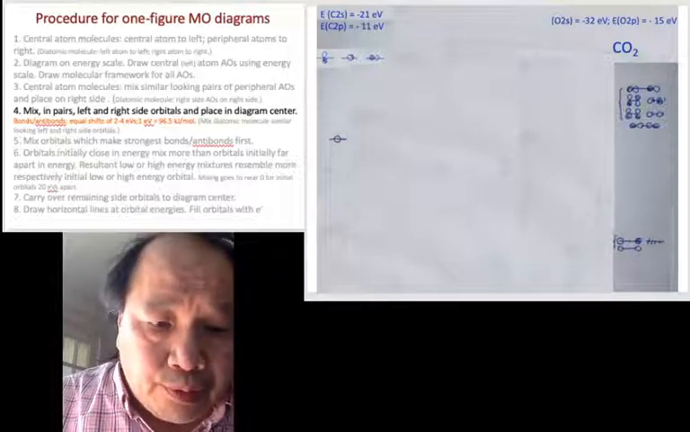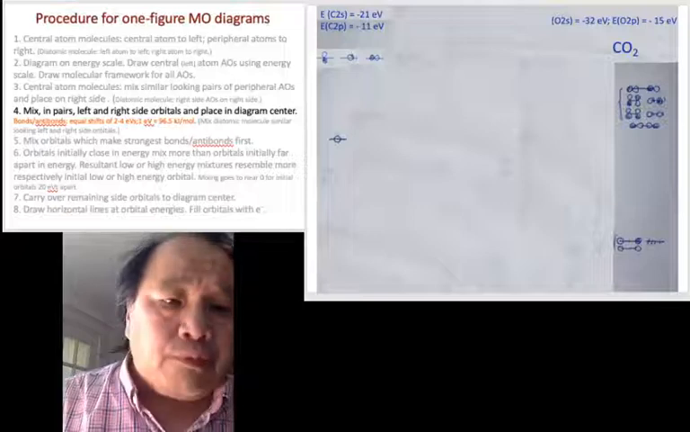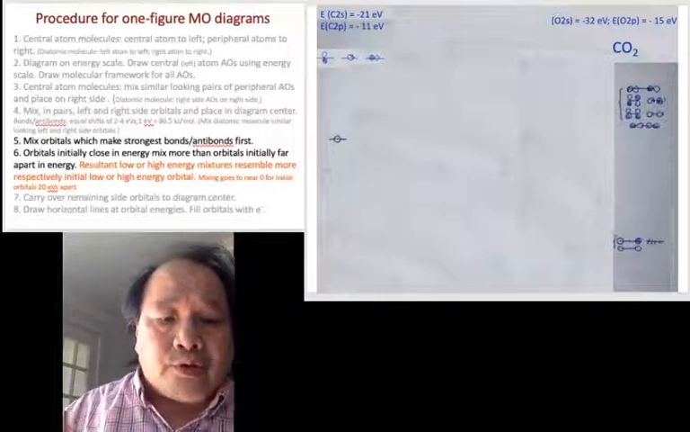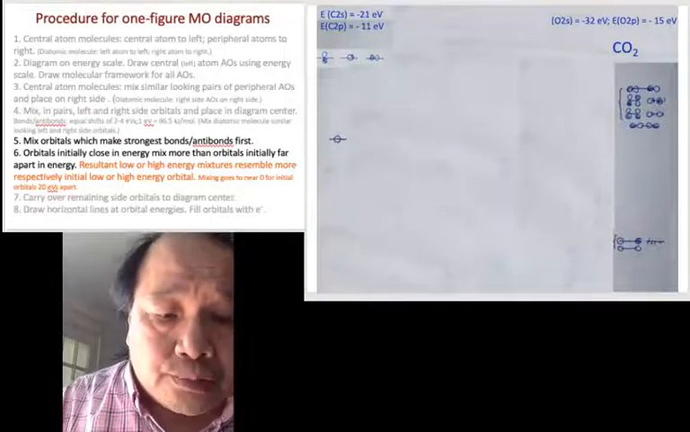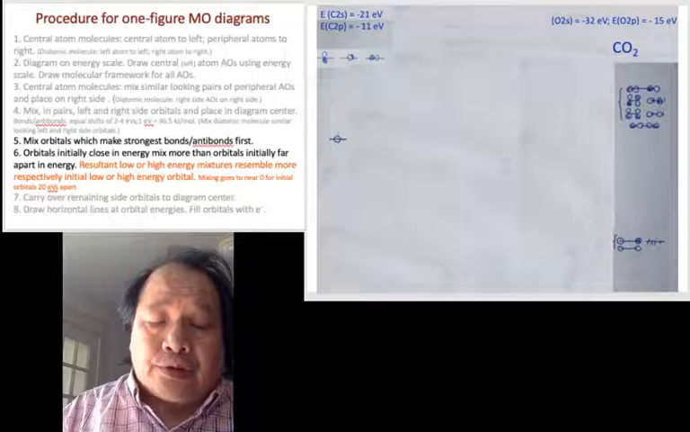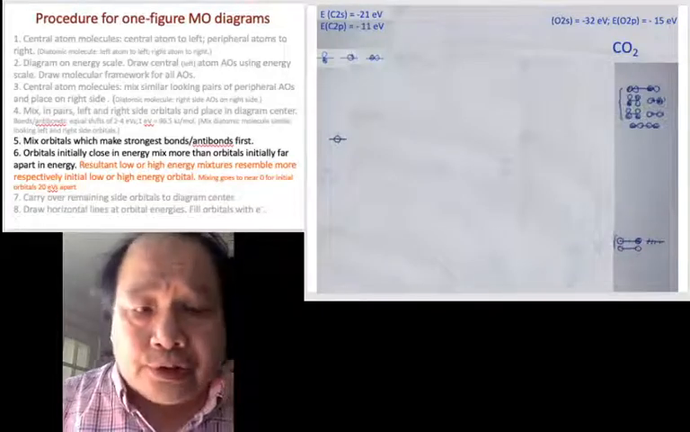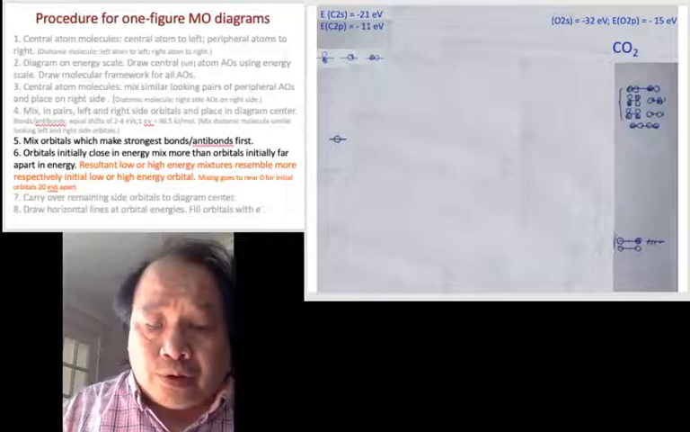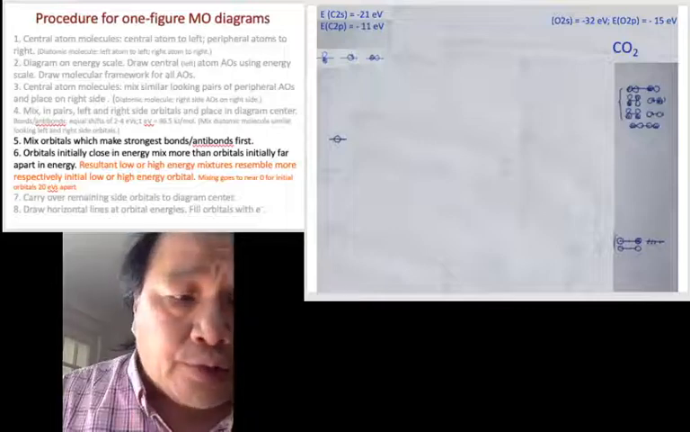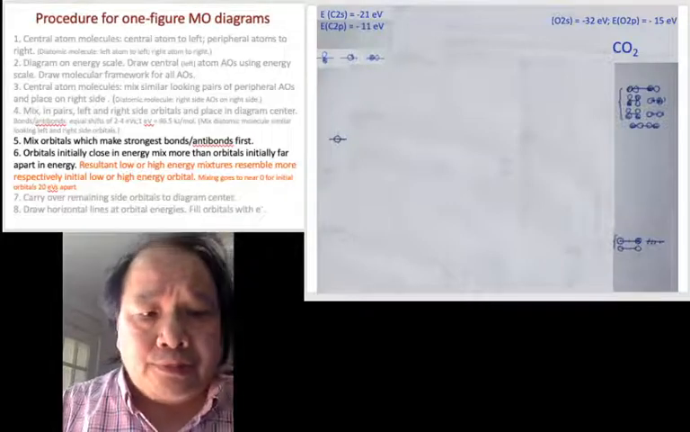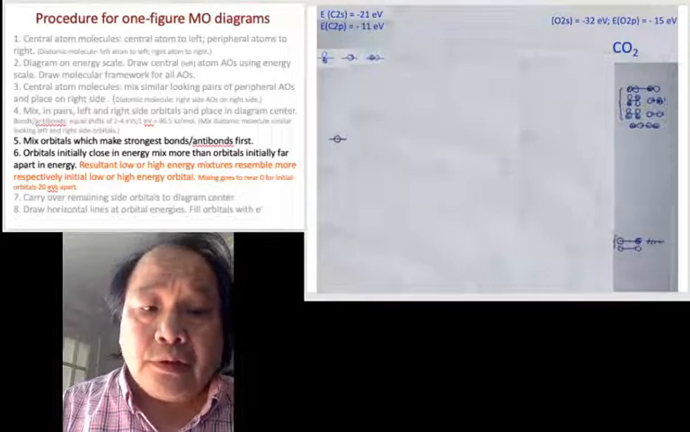But which ones are we going to mix? And that's what the important rules 5 and 6 are. We're going to mix orbitals which make the strongest bonds and antibonds first, and orbitals that are initially closest in energy to each other are the ones that mix best. We want to find orbitals closest in energy to make good interactions. By the way, the best interactions will be sigma or pi. Put it in chat. Sigma.